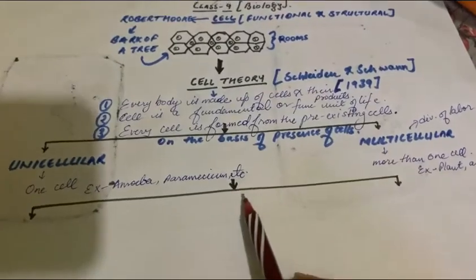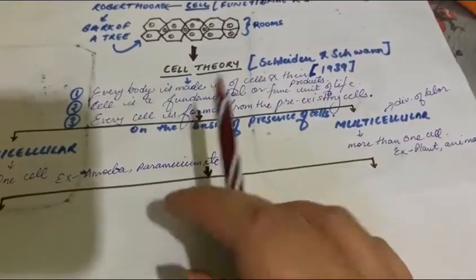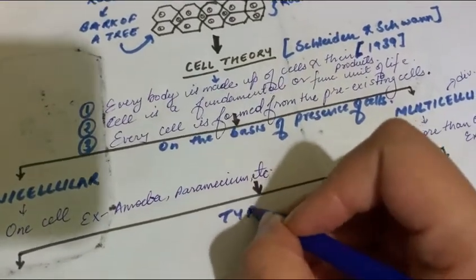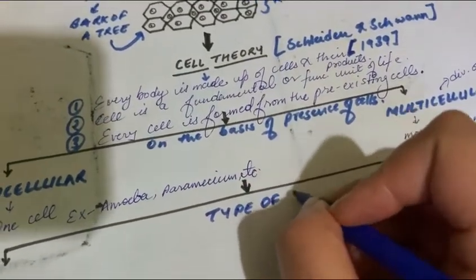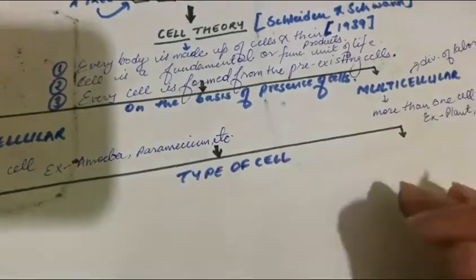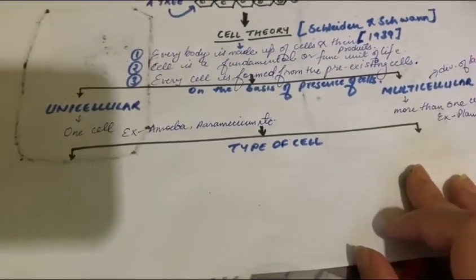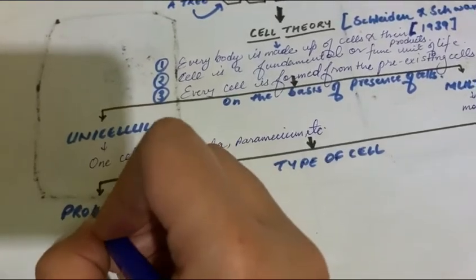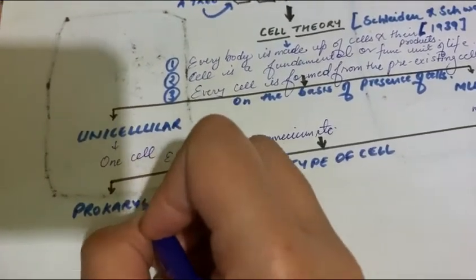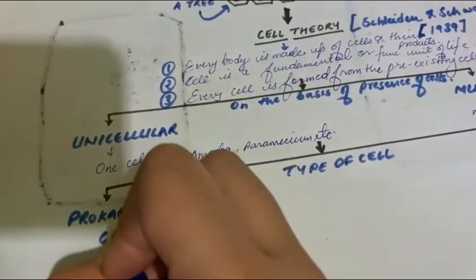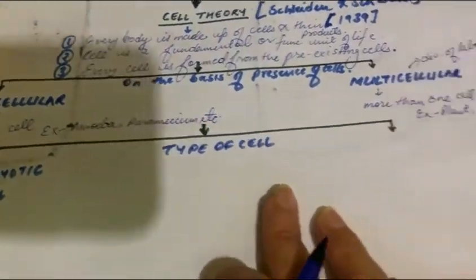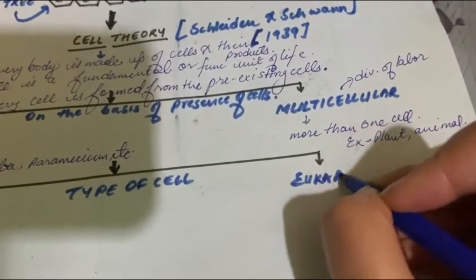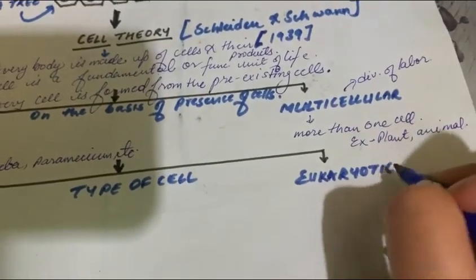Secondly, on the basis of the type of cell, there are two types of cells. First, the prokaryotic cell, and second, the eukaryotic cell.